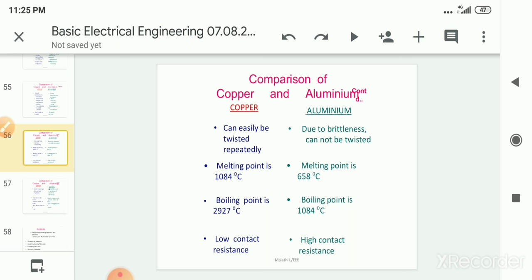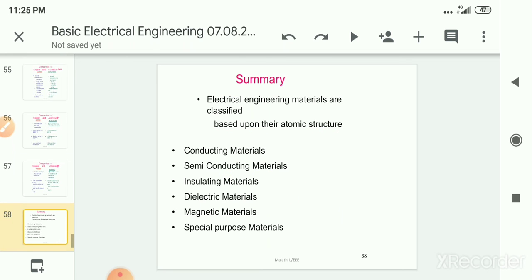Hope you understand. These are all our theory points. This is a summary of our conducting materials.